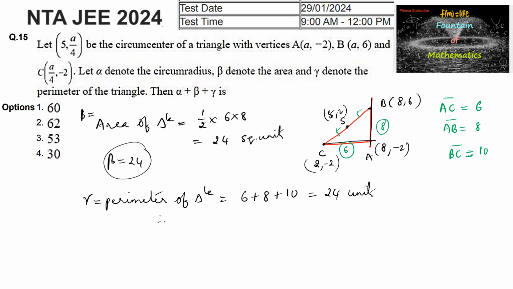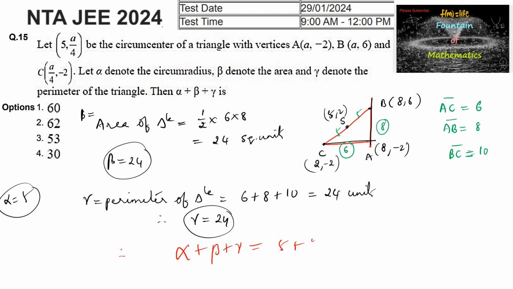So we can consider gamma equal to 24, and alpha, the circumradius, is 5 units, as we have seen. Therefore alpha plus beta plus gamma is equal to 5 plus 24 plus 24, that is 48 plus 5, 53. So 53 is the answer, which is option C.